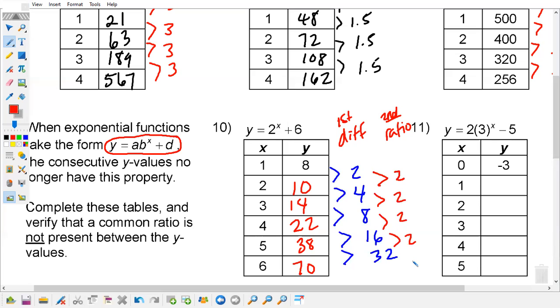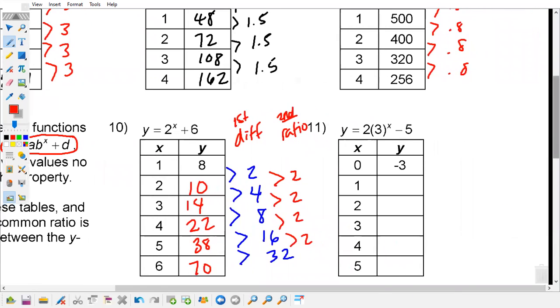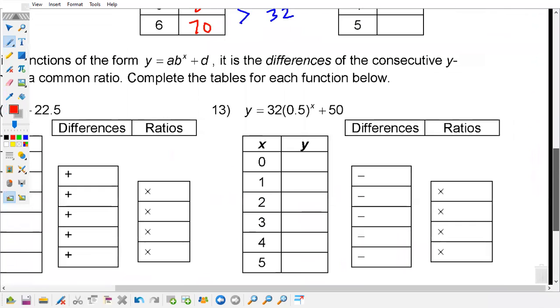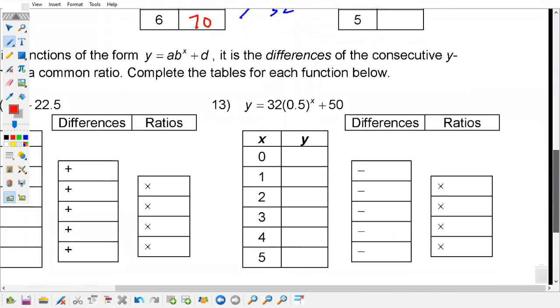Got it? All right, I want y'all to practice really quick on 11, and you should have the bottom ones. So 11, 12, and 13.